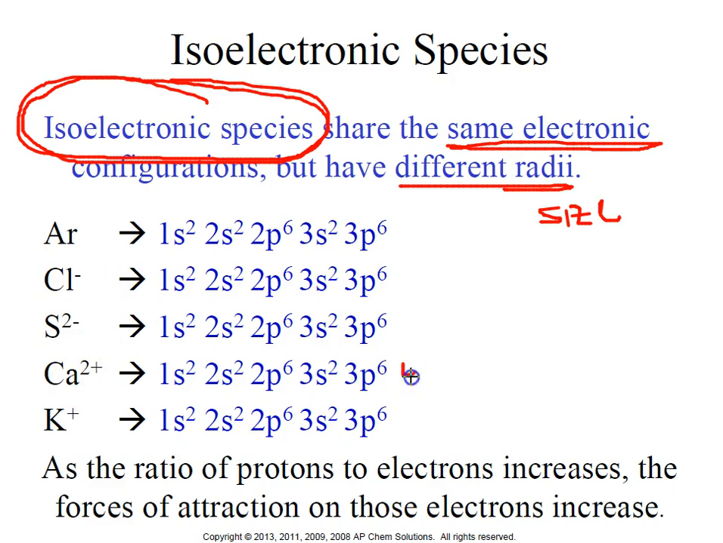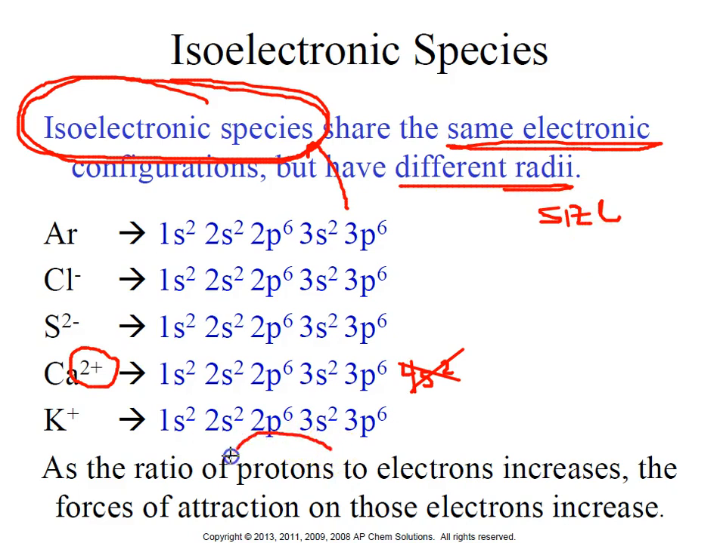Well, calcium +2 used to end in 4s2. But it says that it's +2, so it lost these 2 electrons. So now it's 3p6, just like the rest of them. So all of these, you get the idea, they all have the exact same electron configuration. So they're called isoelectronic. But they're not the same size. Why?